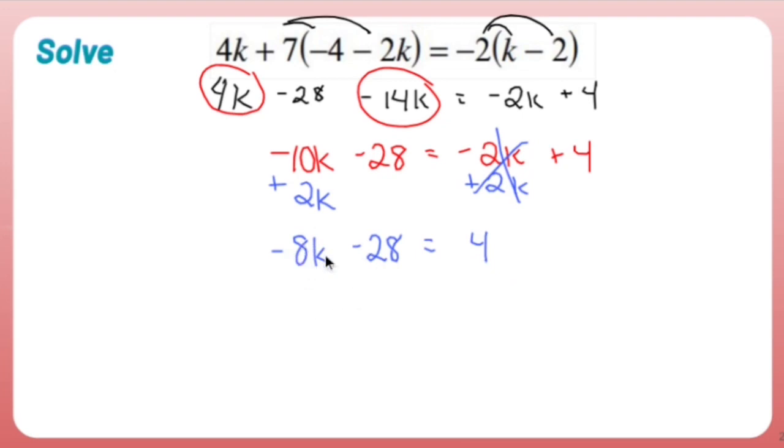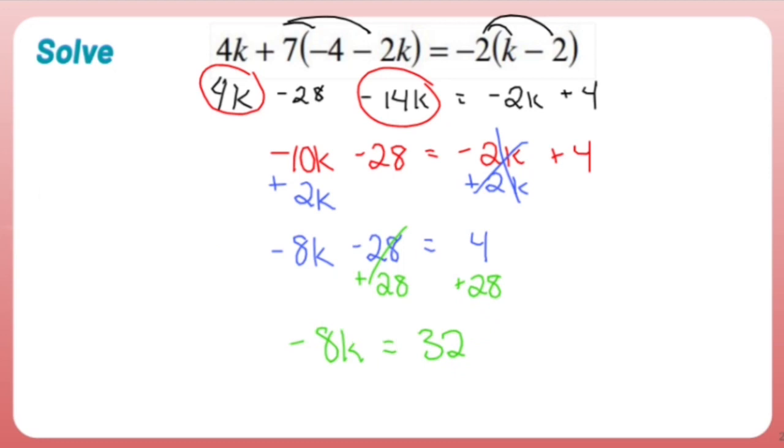Okay, in order to get k all by itself, negative 8 is attached, but the first thing we want to do is do the opposite of negative 28 and add 28 to both sides, like that. That gets us negative 8k equals 32.